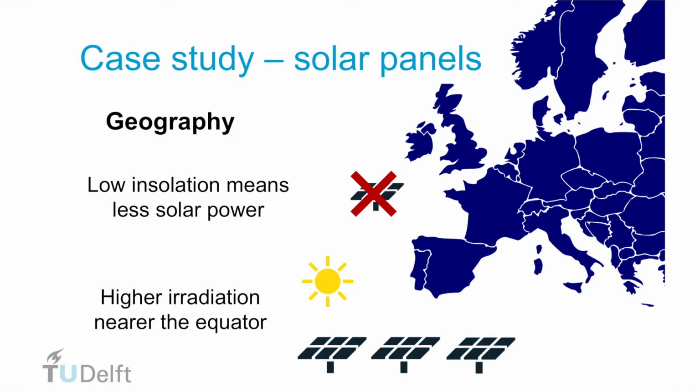Typically, the LCOE of solar energy is lower the closer you are to the equator, as there the sun is stronger throughout the year. The weather is typically sunnier in these places as well. So it is cheaper to build a solar park in the desert in Saudi Arabia than in the Netherlands.